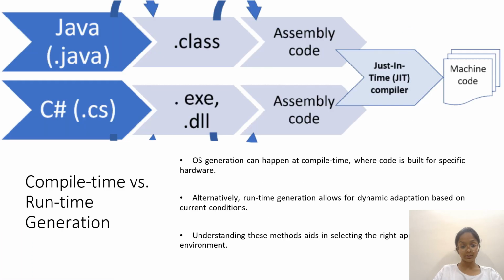Compile time versus runtime generation. OS generation can happen at compile time, where code is built for specific hardware. Alternatively, runtime generation allows for dynamic adaptation based on current conditions. Understanding these methods aids in selecting the appropriate environment for the OS generation.